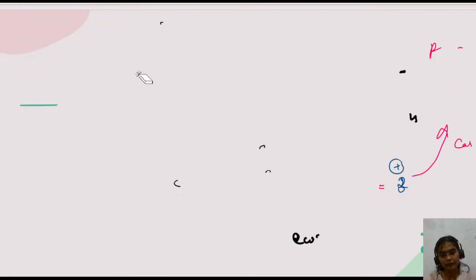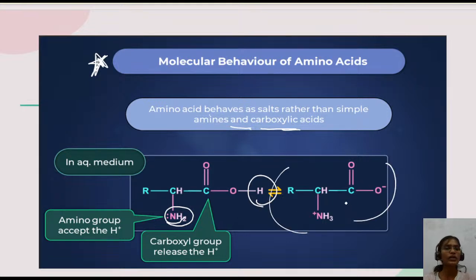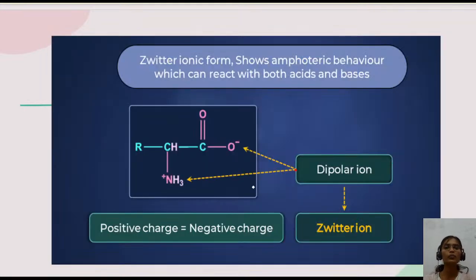So first of all, let's understand the zwitterion, right? Okay, this is this slide. Let's observe this, that amino acid behaves as a salt rather than a simple amine and carboxylic acid. So it is a proton taker and a proton donor, both, just switching the condition, and it becomes a zwitterion. This is how a typical zwitterion looks like. It is a dipolar ion.